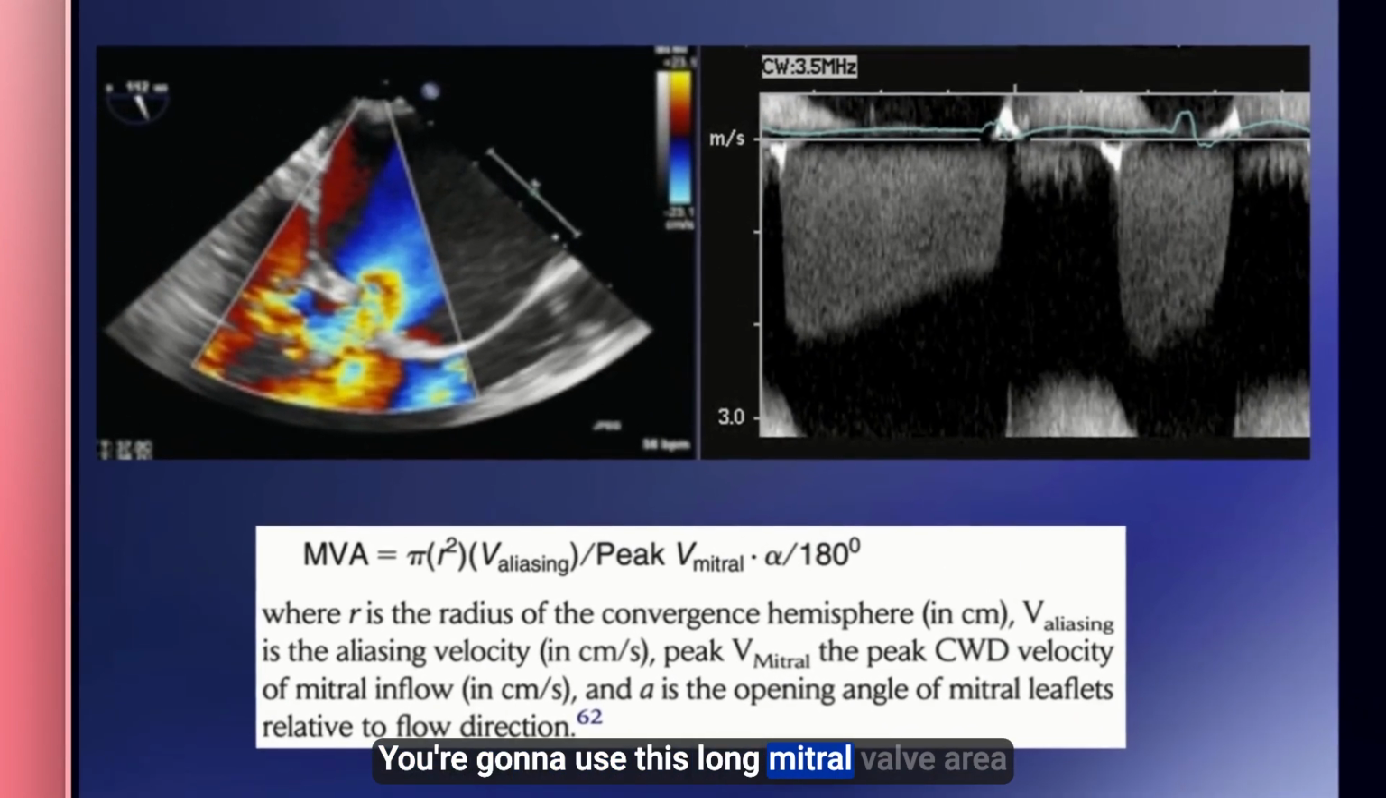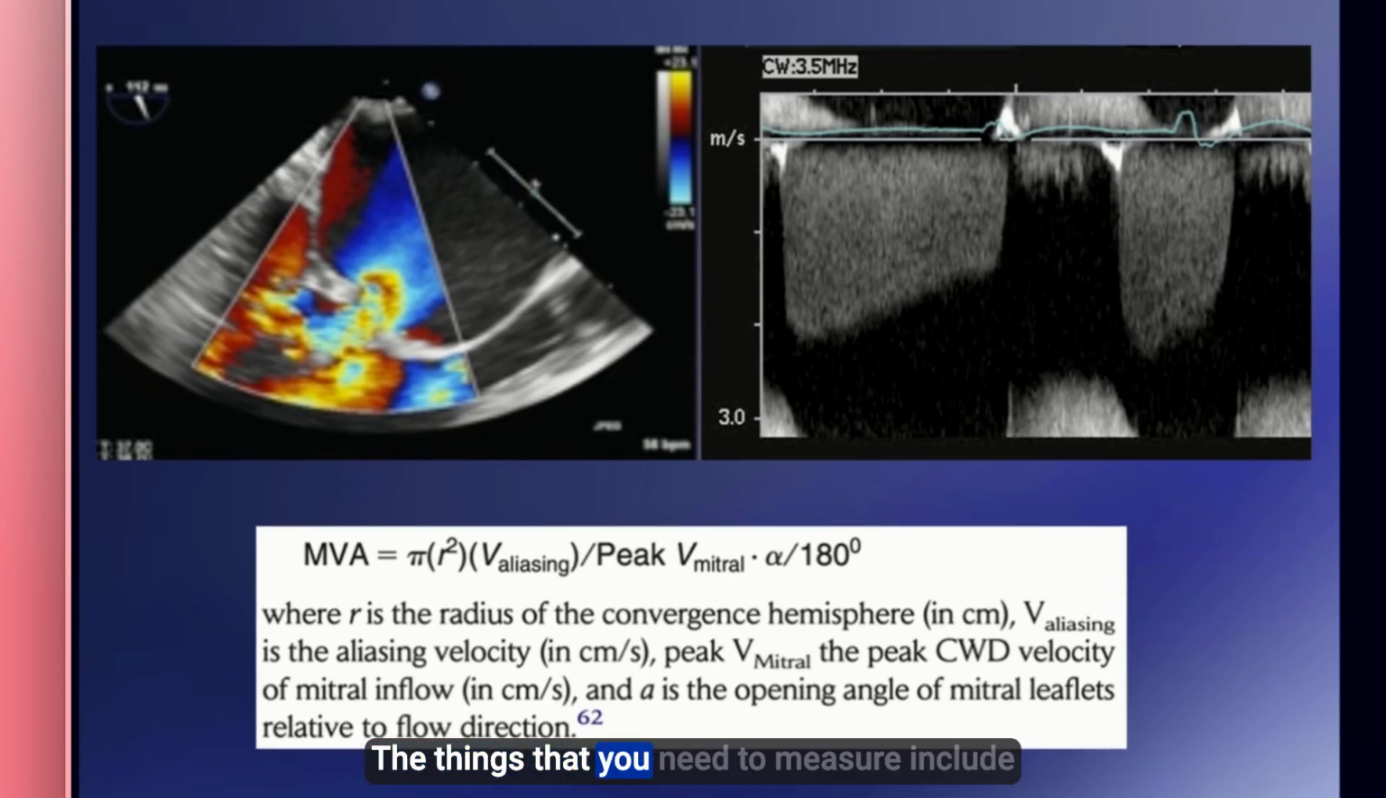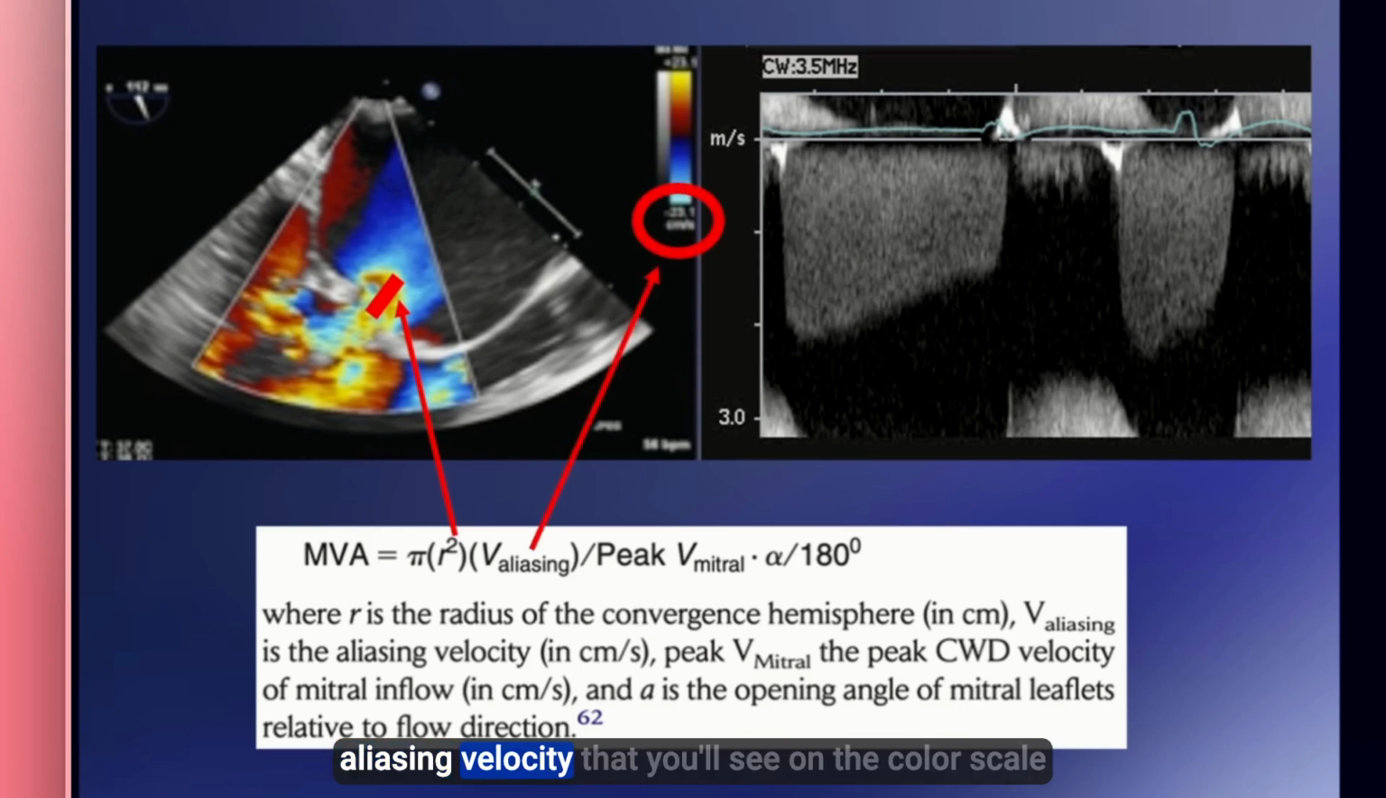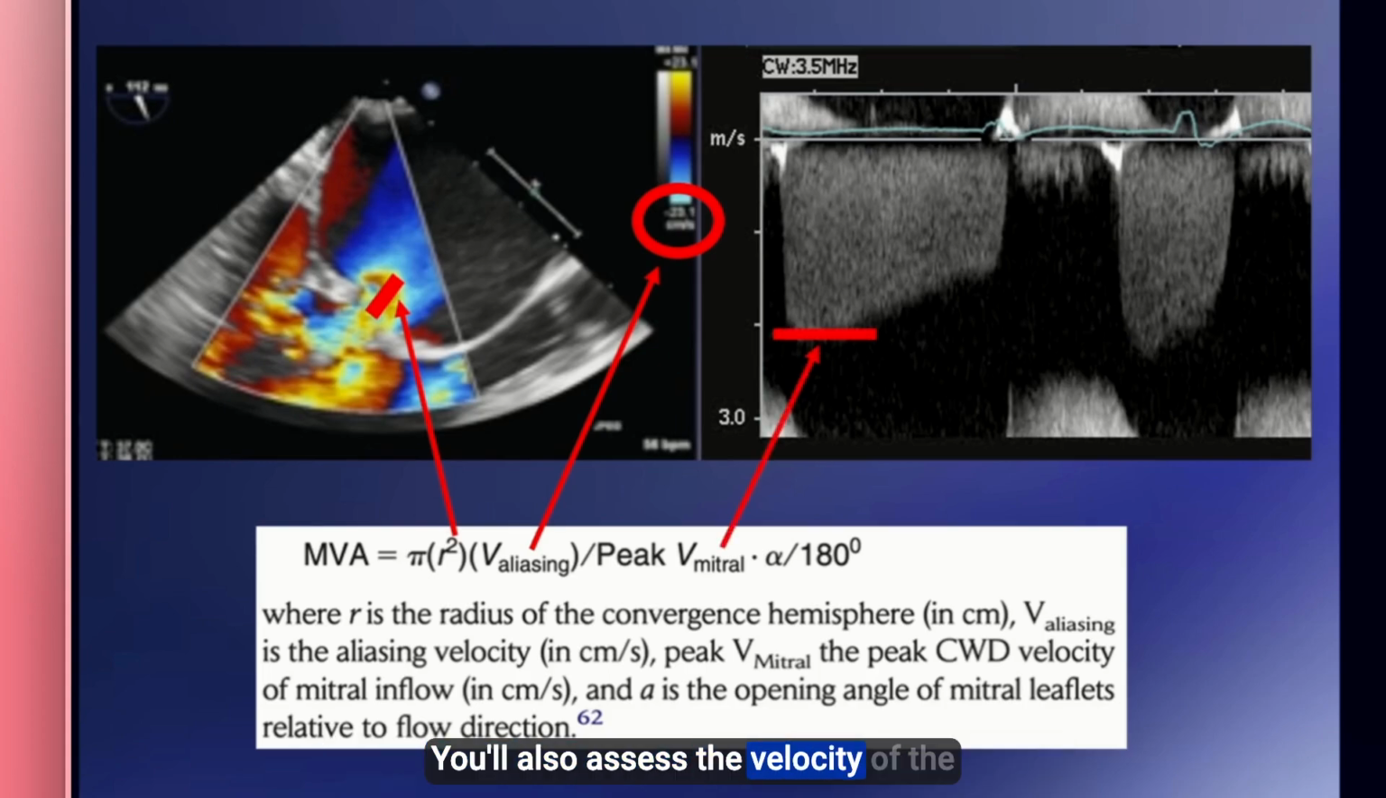You're going to use this long mitral valve area equation and measure a few different things. The things that you need to measure include the radius of that proximal isovelocity shell, the aliasing velocity that you'll see on the color scale in the upper right corner of your echo assessment. You'll also assess the velocity of the transmitral inflow and then angle correct for the mitral valve as well.